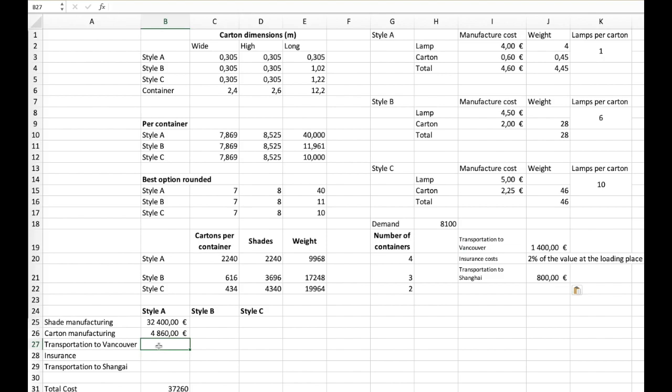The transportation costs are again given by the cost of each leg and the number of containers needed to be shipped for each style. The insurance cost is given by 2% of the value of the product until sea transport. So we just have to sum the production costs and the value spent on shipping from the factory to the Vancouver harbor.